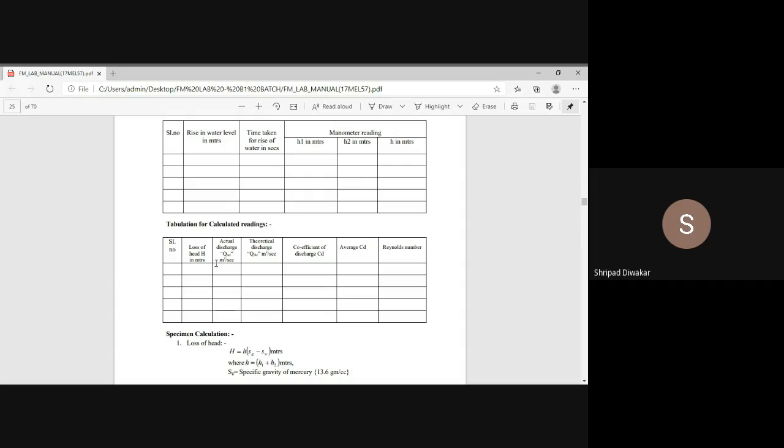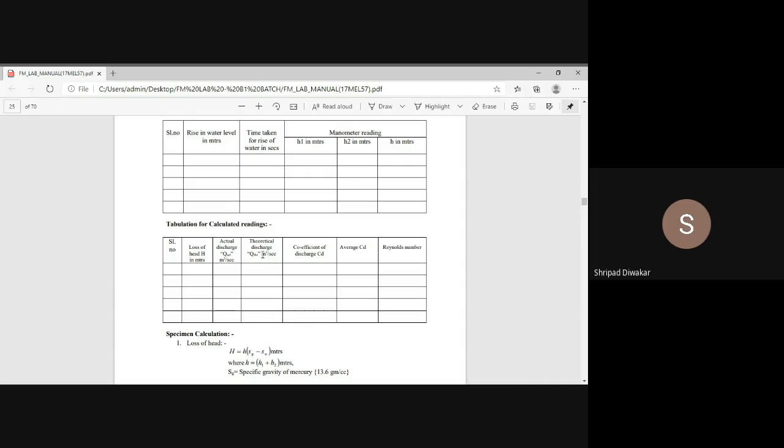One is loss of head in meters. Remember, don't be confused. Small h is the difference, that is called the differential head, and capital H is your loss of head. We have a specific formula for capital H. After that, you have the actual discharge, represented by Q actual, in meter cube per second. You already know the unit of discharge; it is the rate of fluid flow per second.